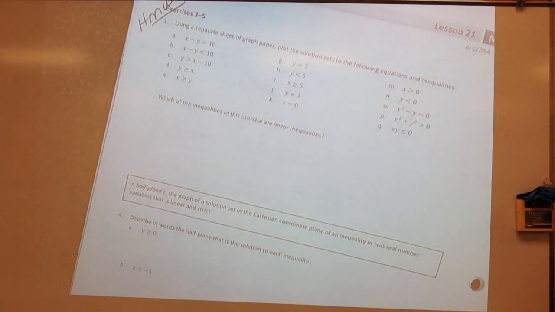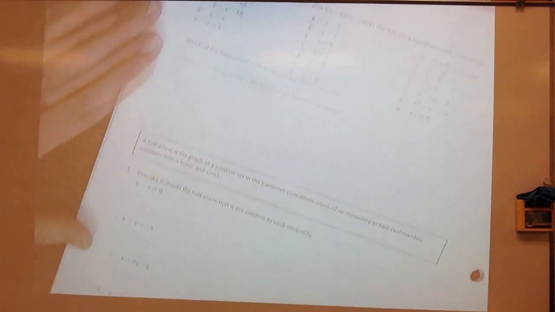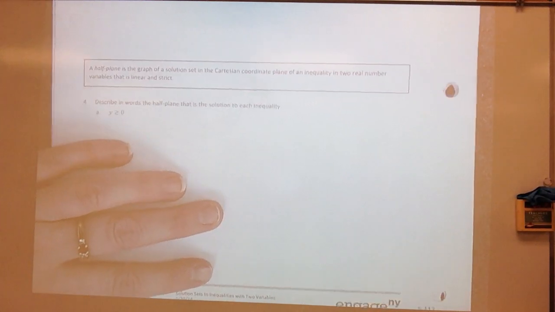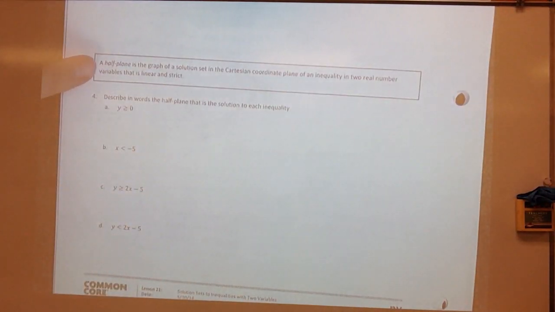But we're going to move on to the next part of our lesson, because this is where I told you we were going to talk about what we call a half plane. A half plane is the graph of a solution set in the Cartesian coordinate plane of an inequality in two real number variables that is linear and strict. Okay, so let's talk about what that means.